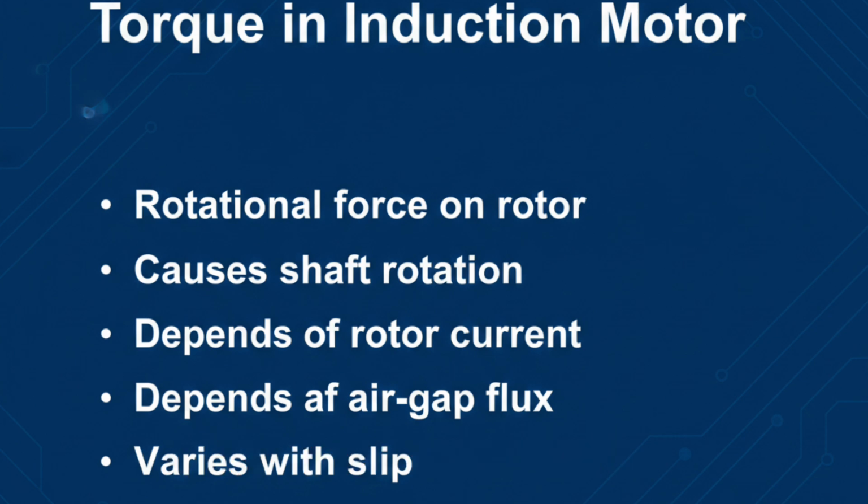Let us start by understanding what torque actually means in an induction motor. Torque is the rotational force acting on the rotor that causes the shaft to rotate and drive a mechanical load such as a pump, fan, or conveyor belt. The magnitude of torque depends mainly on two factors: the rotor current and the air gap flux produced by the stator. When rotor current is large and the air gap flux is strong, the developed torque is high, and when either of these reduces, torque also reduces. Because rotor current itself depends on slip, torque is closely related to slip, which is the difference between synchronous speed and rotor speed divided by synchronous speed.